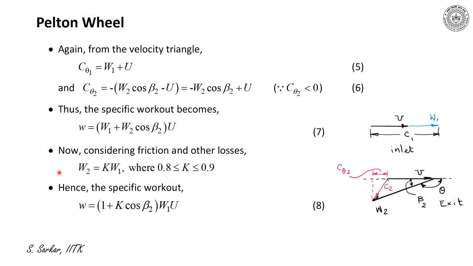Now this is an impulse turbine. So here W2 would be equal to W1 without friction. However, if we consider the effect of friction, then exit velocity will be less than inlet relative velocity. Thus, I have written here, considering the effect of friction, W2 is equal to K into W1, where in reality K lies between 0.8 to 0.9. Thus, the specific work output is given by small w is equal to 1 plus K cos beta 2 within bracket W1 into U, which is equation number 8. Thus equation number 8 gives the expression for specific work output.